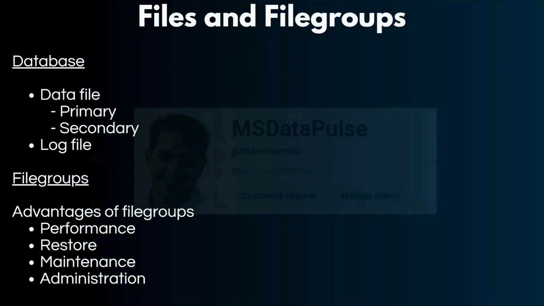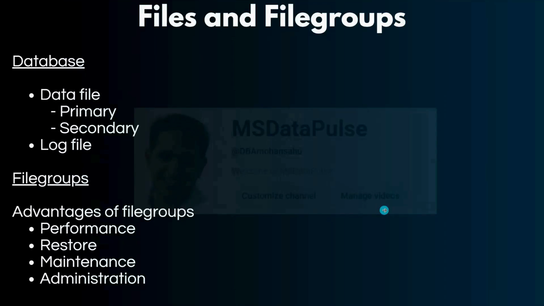Last advantage is administration. If you are in a shared environment, file groups help you to manage different tenants or departments. You can put the marketing department's data in one file group and the finance department's data in another file group. This makes it easier to track how much disk space each department is actually using and allows you to move them to different tiers of storage independently.